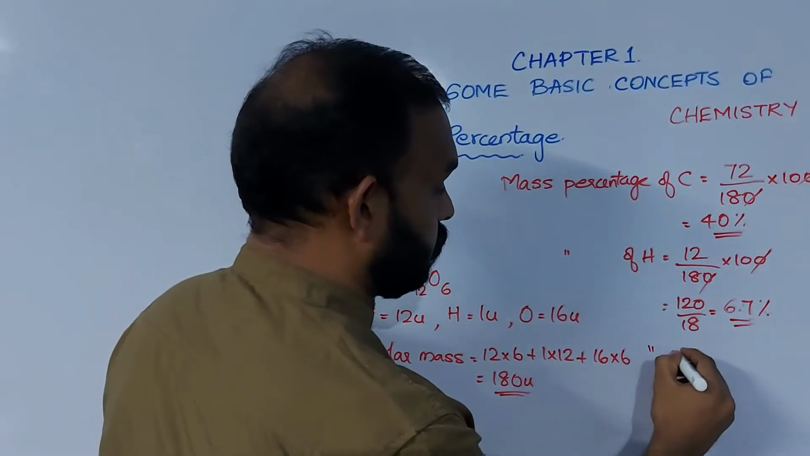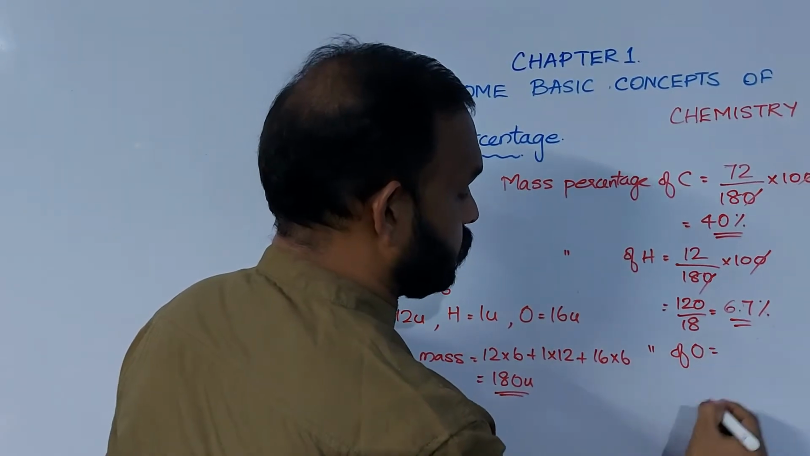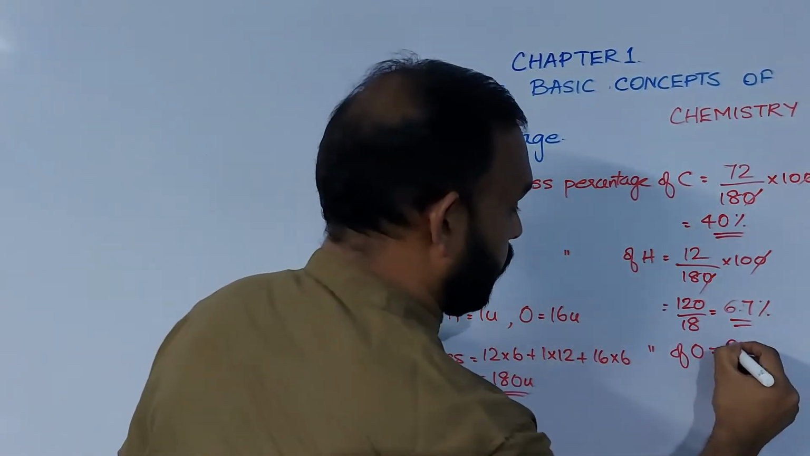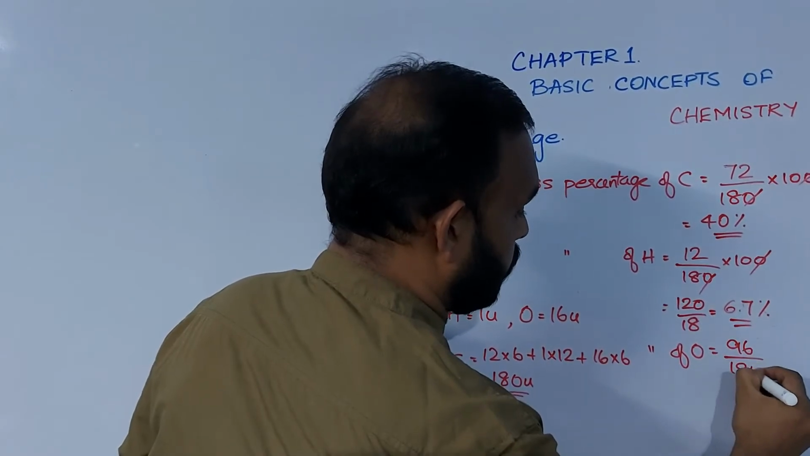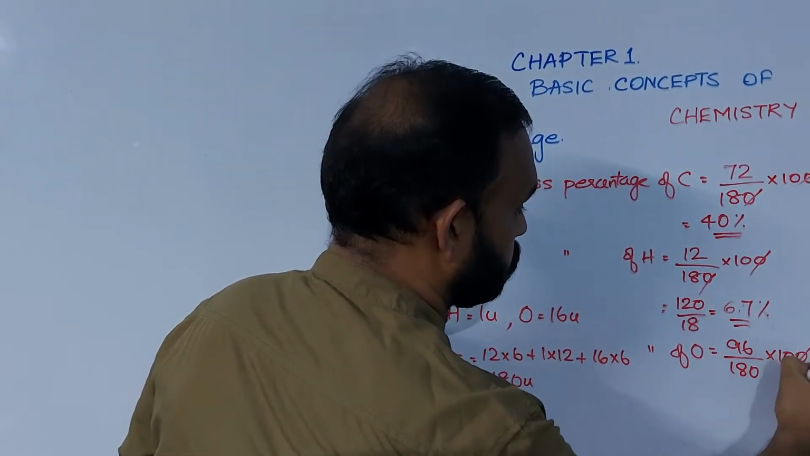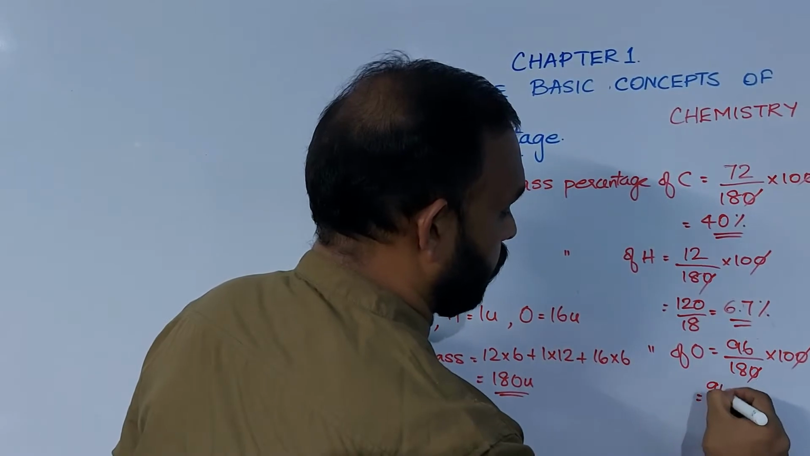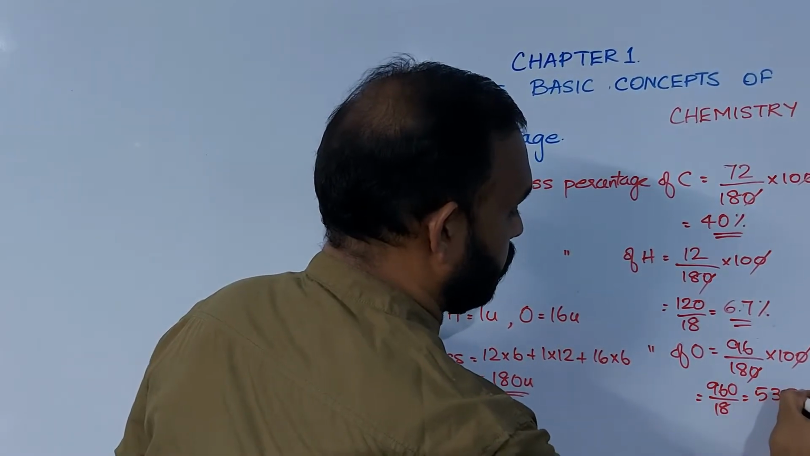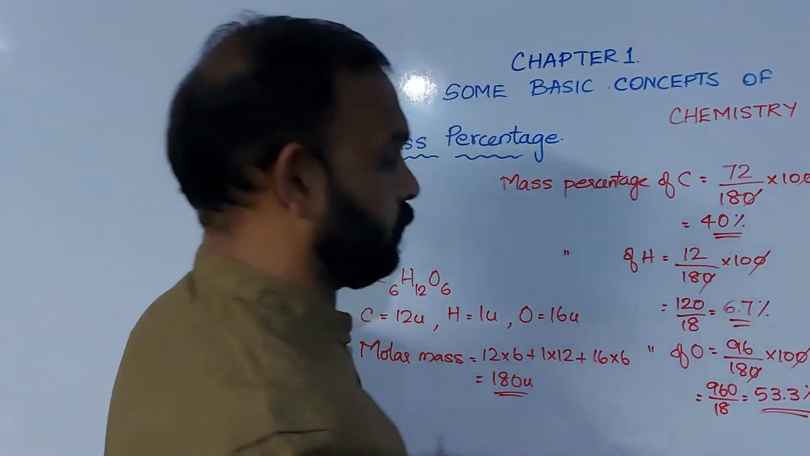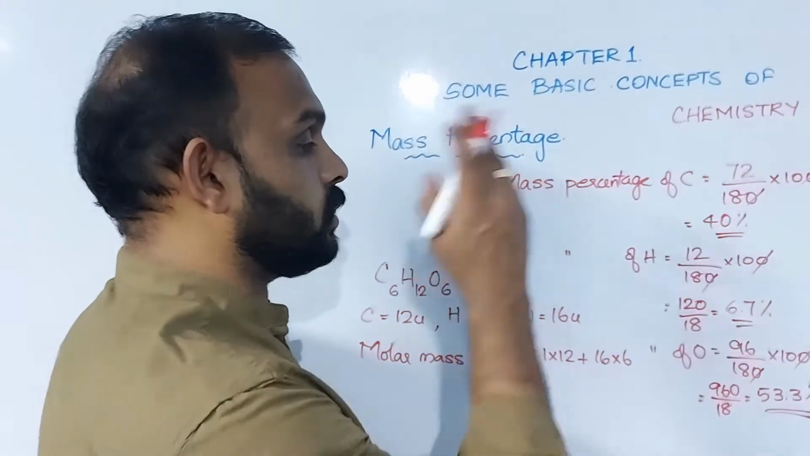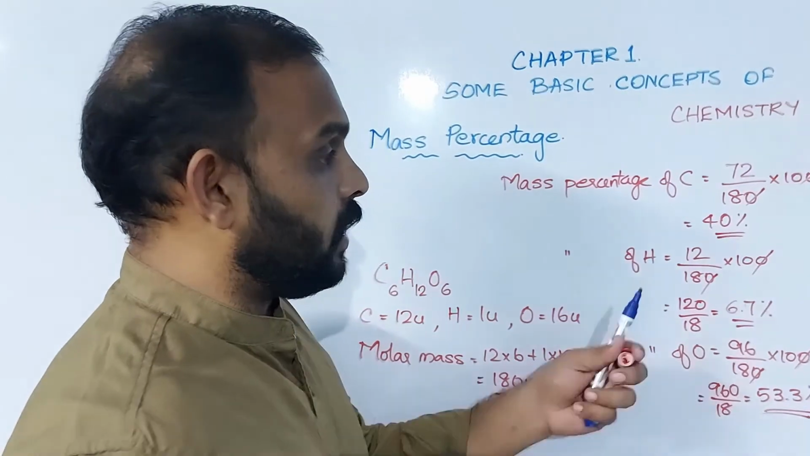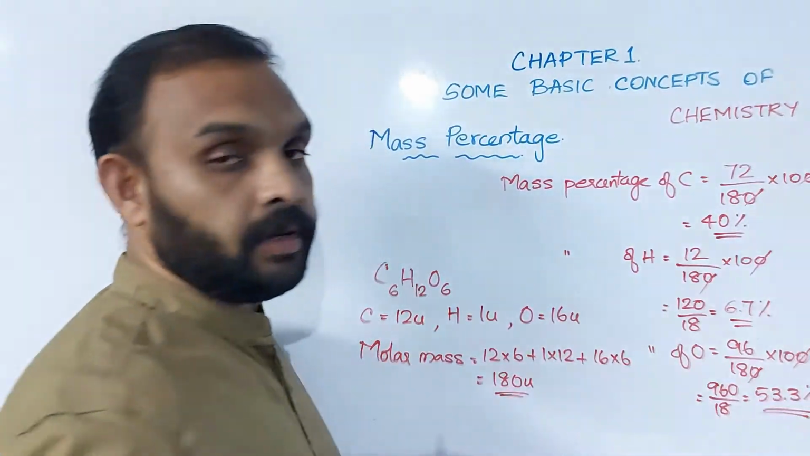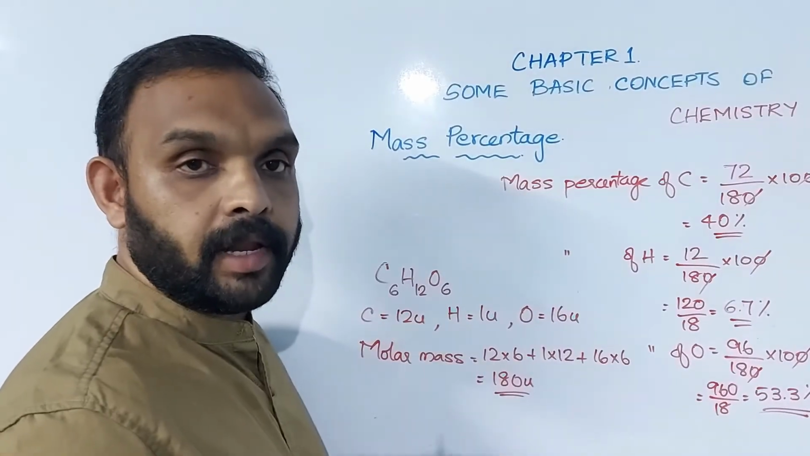Now mass percentage of oxygen is equal to, we have 6 oxygen atoms. So 6 into 16 we have 96 upon 180 into 100. So zeros will get cancelled. Now we have 960 upon 18. So it will become 53.33 percent. So altogether you will get 100% by adding 46.7 and 53.3. Is it clear, my dear students?